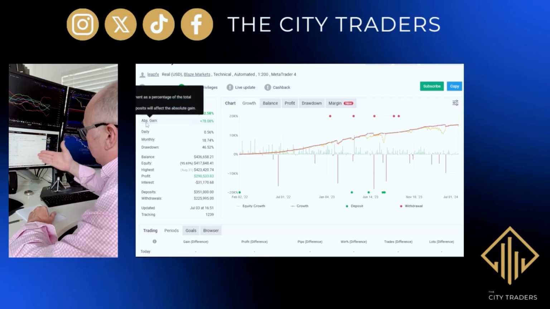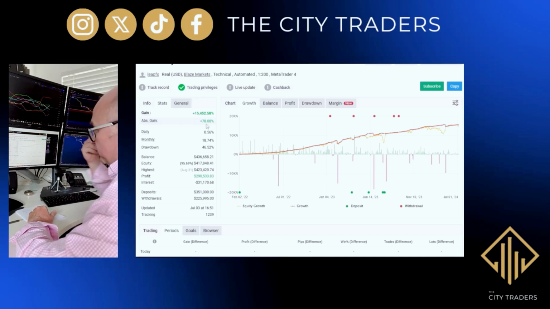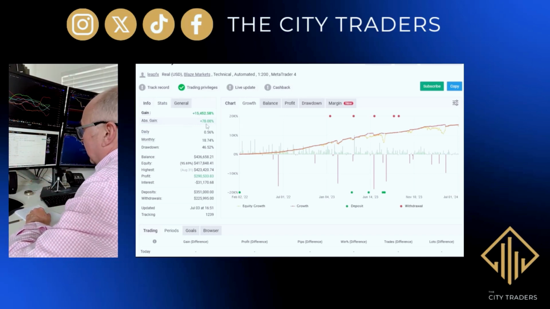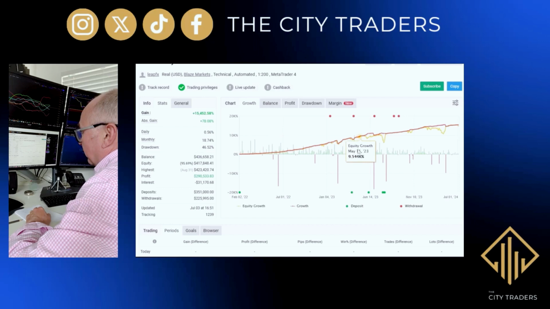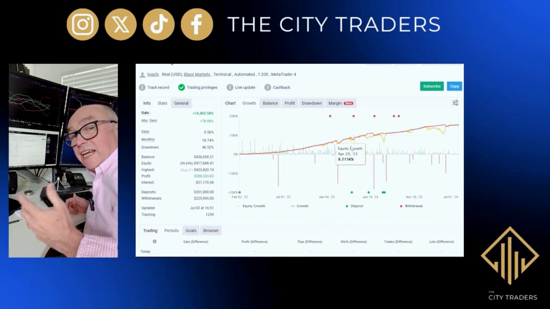You see here, this strategy looks very good, doesn't it? Nice positive growth curve, but you need to look a little bit deeper. Here you see the growth is 78%. I think it includes deposits, but a growth of 78%. And the maximum drawdown has been 46.5%.